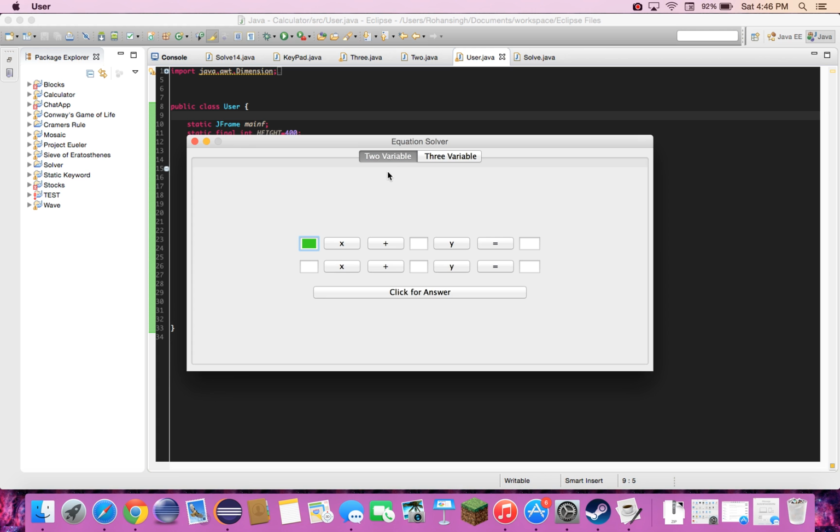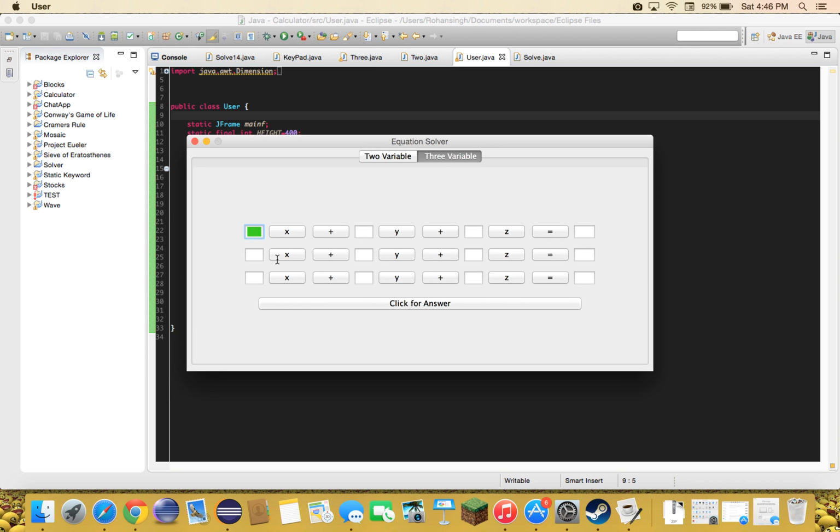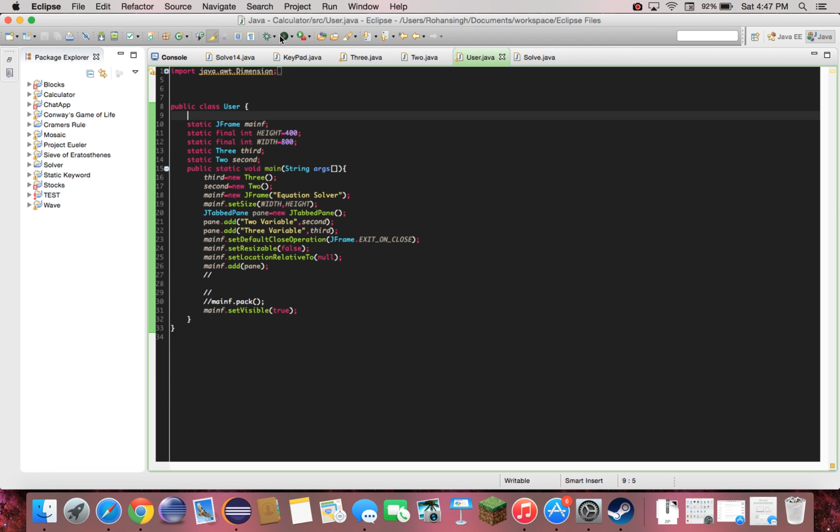So you'll get this, it's a tabbed pane. It says 2-variable, then you enter the coefficient of x here, coefficient of y equals some constant, then the coefficient of another x, or well, the same x but a different equation, so plus the coefficient of y equals a different constant, or the same. Then same thing here for 3-variable, the only difference is that there are 3 equations, obviously, because it's a 3-variable equation.